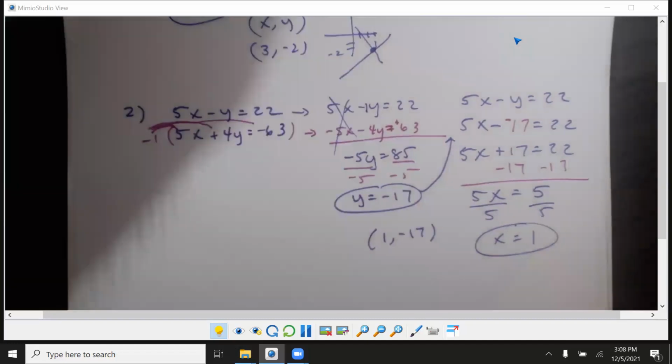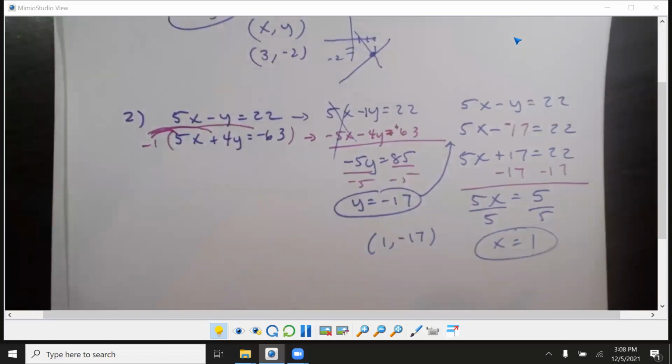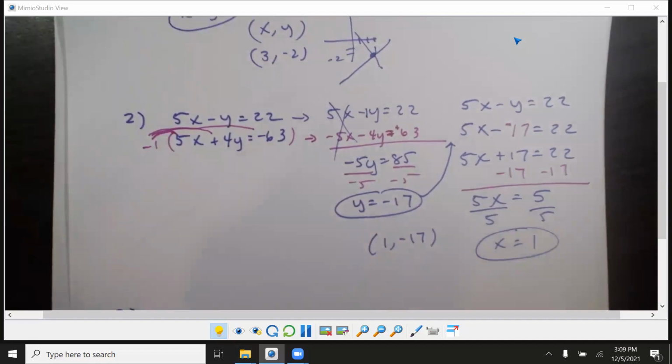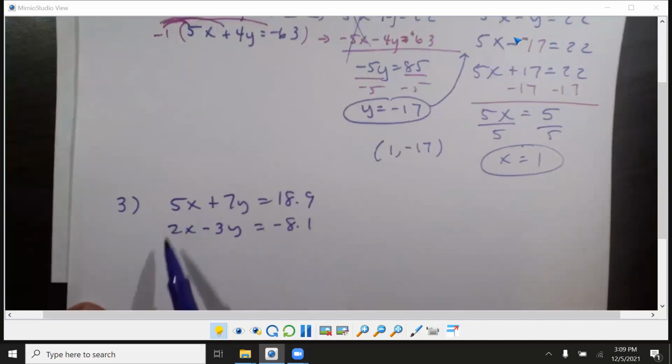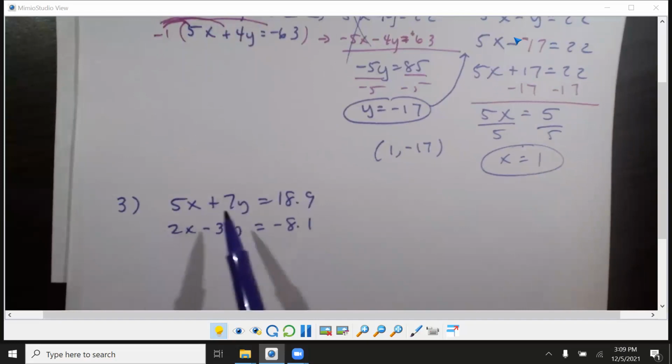All right, my third problem. So I'm going to go ahead and write it down. My third problem is 5x plus 7y equals 18.9. And I'm going to line up my letters. This one has decimals. Now this one is a little bit different. We have no numbers the same, so it's going to be a little bit more interesting. We may have to play with both of them.